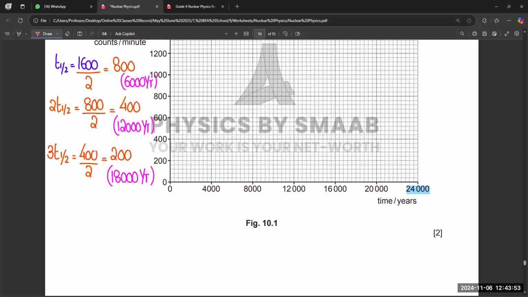And the last is the fourth half-life. It becomes 100. After how many years? It will be 18 plus 6, 24.